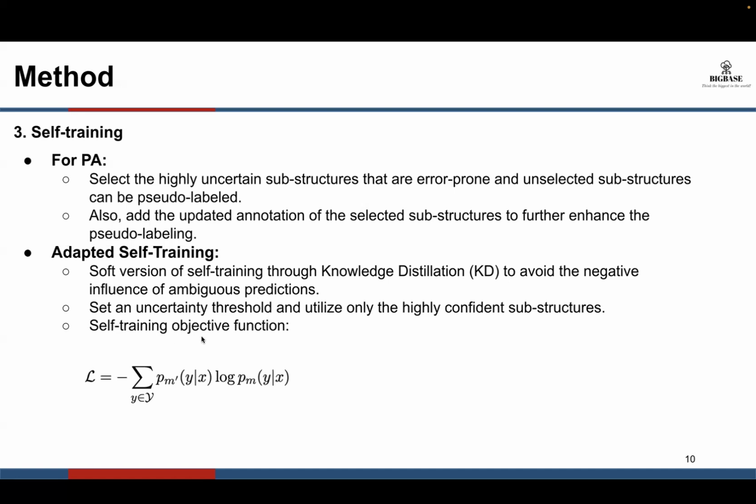And this is the self-training objective function. Here, the first element here is the... Here is the distribution of the results with the previously trained model, and this is the distribution of the results with the currently training model, and this is the self-training objective function.